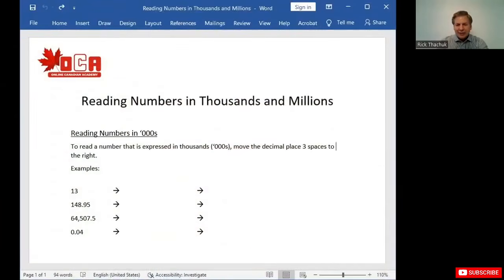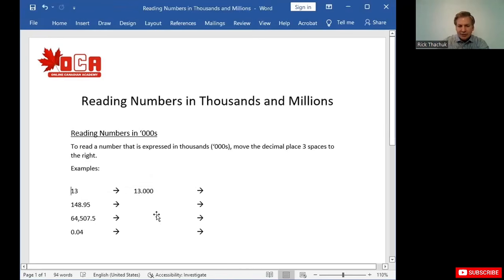Reading numbers in thousands and millions. Reading numbers in thousands. To read a number that is expressed in thousands, move the decimal place 3 spaces to the right. Let's take a look at some examples. The number 13. Well, there's a decimal after the 3, and I can imagine adding any number of zeros to the right of the decimal that I want to. So let's do that. Let's add some zeros to the right of the decimal, and that number would look like this.